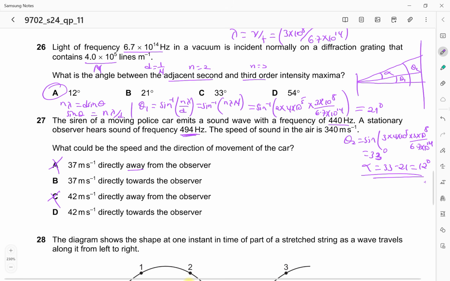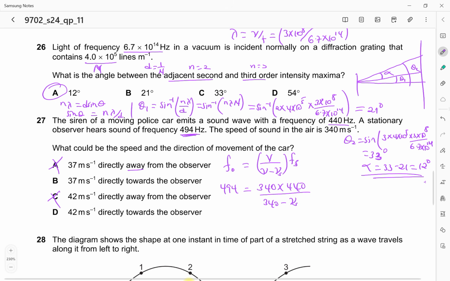Then, which one is correct? Is it 37 or 42? So we know that the observed frequency f naught is equal to v divided by v, because it's moving towards, in the denominator it is going to be minus the speed of the source, times the frequency of the source. So the observed frequency is 494. The speed of sound is given as 340. The frequency of the source is 440. The speed is 340 minus the speed of the source, which is going to be Vs.